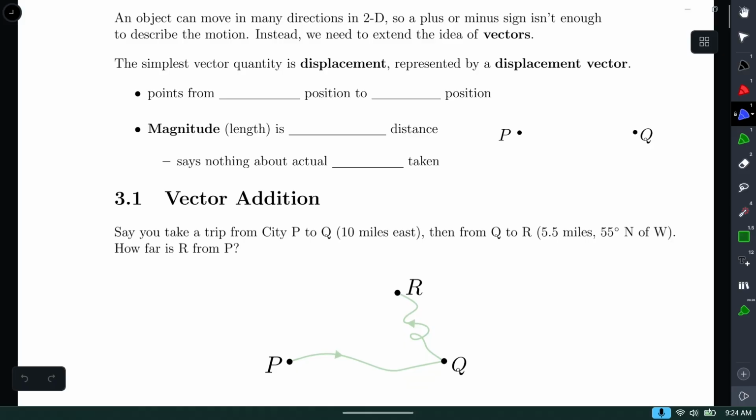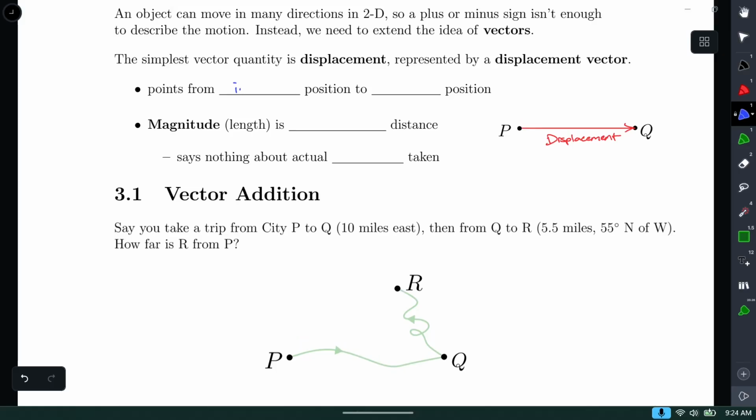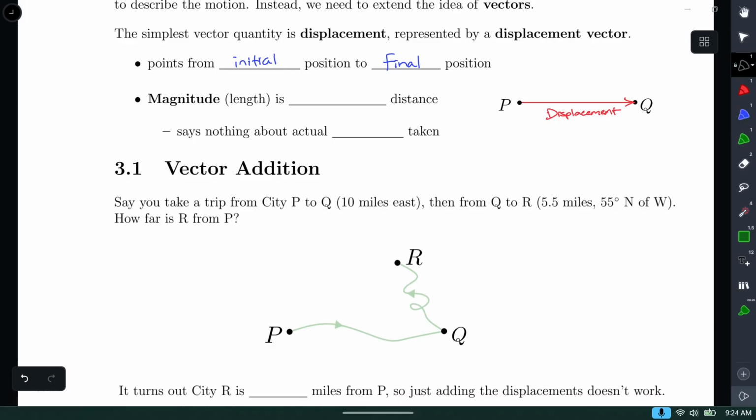So the easiest vector to think about is displacement. You started here, you went there. So maybe between 2 towns, P to Q. Your displacement is just the direct path, pointing from your initial position to your final position. So start here, end here.